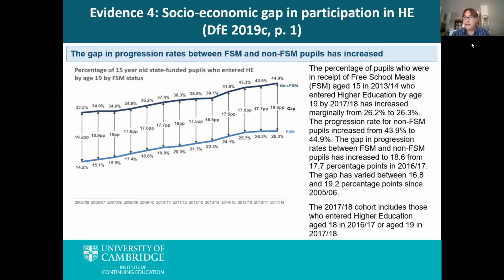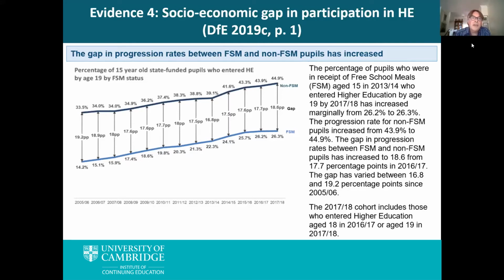Is it highly selective Russell Group universities, or is it post-1992 universities? Nevertheless, despite that improvement in the progression to higher education of free school meal pupils, the rate of improvement of those not in free school meals has tended to keep pace, if not outstrip. So the top line indicates the progression of non-free school meal pupils into higher education.